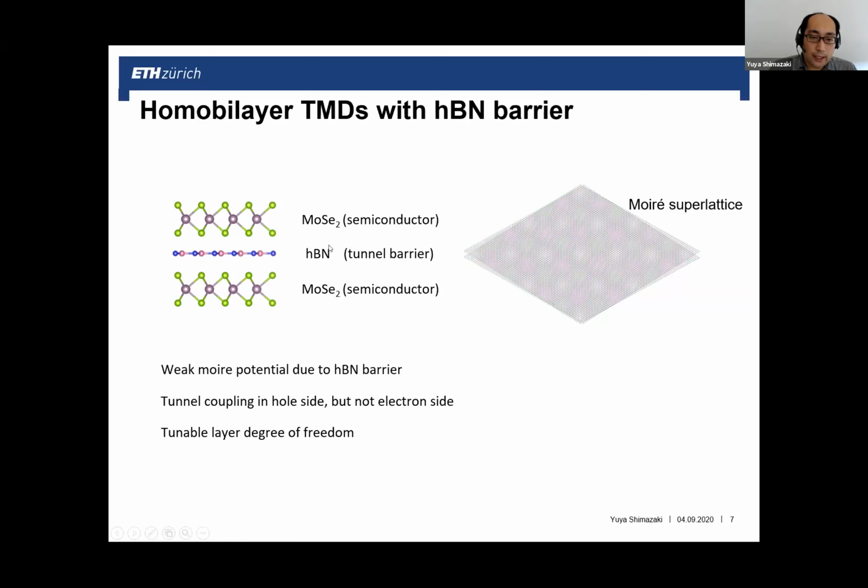And this boron nitride tunnel barrier works as a tunnel barrier for the hole side, but for the electron side, this tunnel coupling is too strong to see. And the conduction band then behaves independently in this system, due to the existence of the boron nitride barrier. By controlling the gate voltages, we can also tune the layer degree of freedom in this system. So this system has more degrees of freedom to play with compared to, for example, tungsten selenide, tungsten sulfide bilayers.